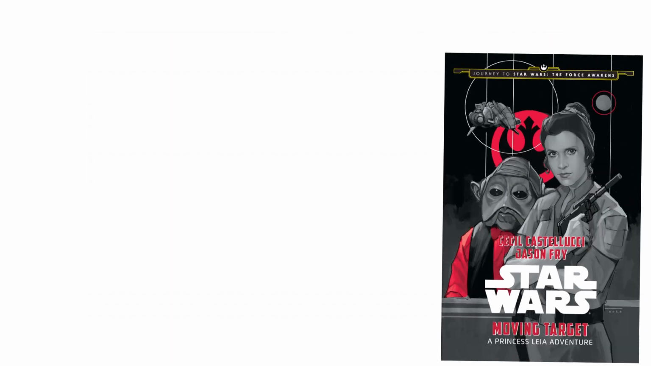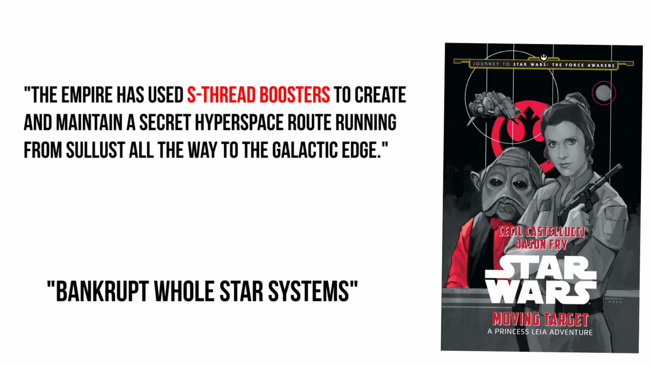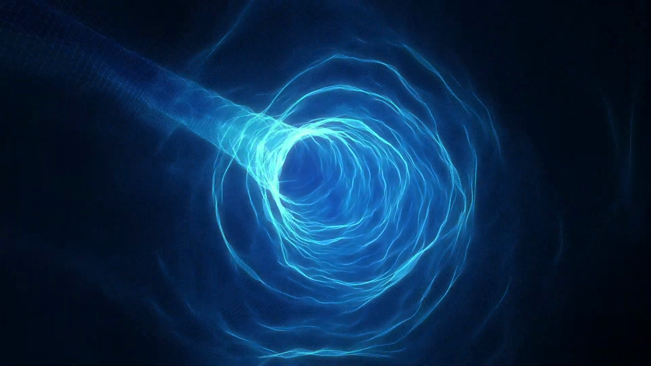In it, Akbar says, the Empire has used S-thread boosters to create and maintain a secret hyperspace route running from Sullust all the way to the galactic edge. He then adds that it was so expensive that it could, quote, bankrupt whole star systems. To me, this doesn't seem like something the tachyons could do. That seems more like an expansion of the Einstein-Rosen bridges.